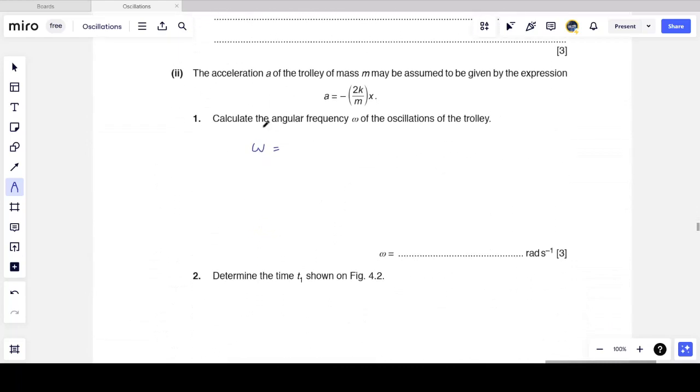But what we can do is say omega squared is the thing in brackets, 2k over m, since a is minus omega squared x, which means that omega is the square root of 2k over m, and I'm given the value for k. They told us that k, the spring constant, was 230 newtons per meter, over the mass, which they also gave us, 0.95 kilograms, which means we can calculate omega, and we get it to be 22 radians per second. Two significant figures, 22 radians per second.